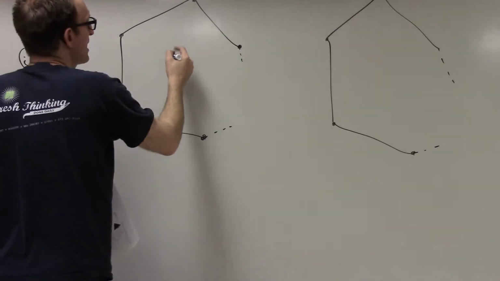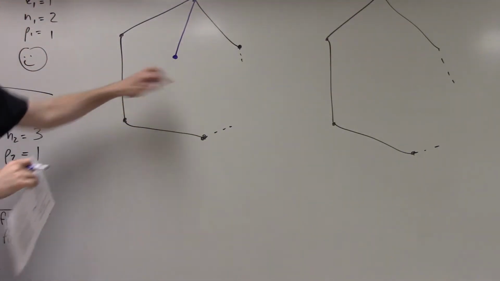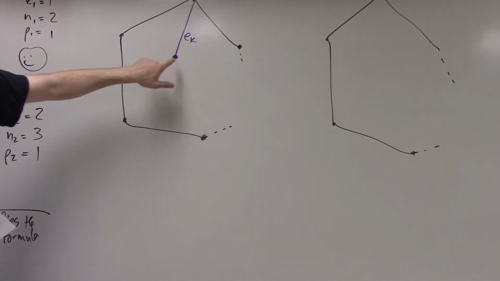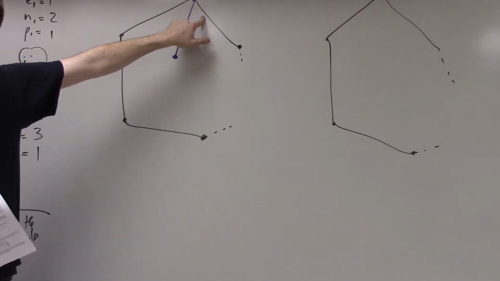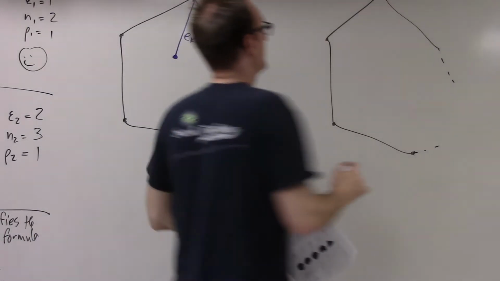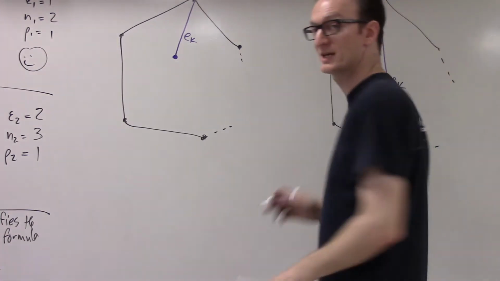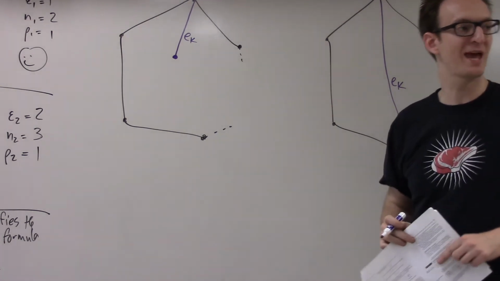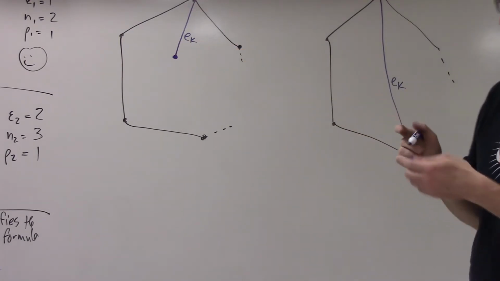I either add a new edge by creating a new vertex and connecting that vertex to one of the previous vertices, this would be edge k, or I connect vertices that are already in the graph. I claim that in both cases we have this preservation of the formula.